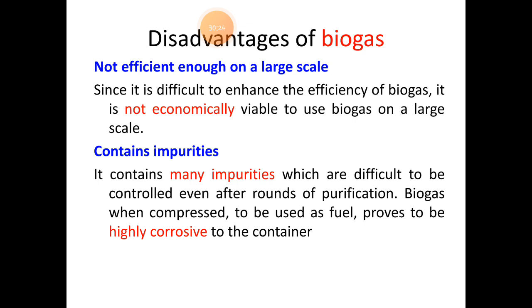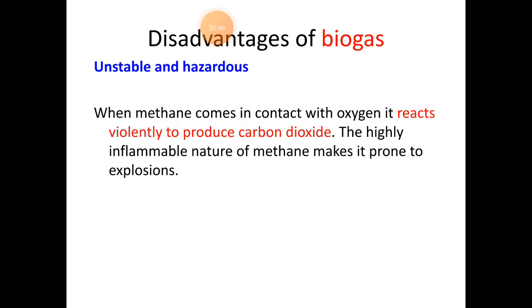Coming on to the disadvantages of biogas. It is not efficient to produce on a large scale, and it contains impurities. It forms impurities that cause corrosiveness to the digester itself, thus reducing its lifespan. It is unstable because oxygen reacts readily with methane, so the production of carbon dioxide is high. Methane may cause explosions during the storage process.